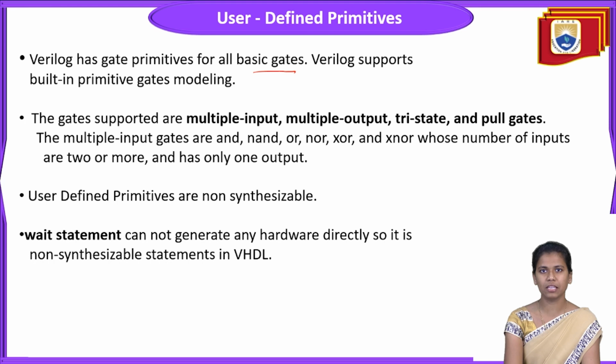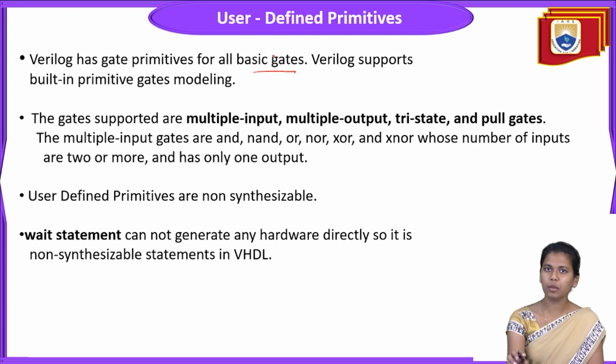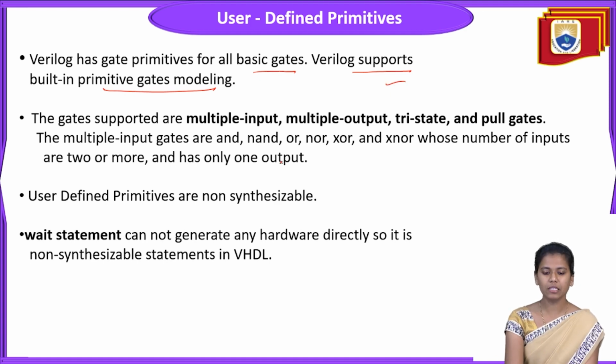We know the basic gates and also the universal gates, AND, NOR, XOR, OR and so on. Verilog already has a primitive for all the basic gates, and it supports built-in primitive gate modeling. As Verilog is concerned with the basic gates, the primitives consist of the basic gates, so it supports the built-in primitive gate modeling. The second statement states that the gate supports are multi-input, multi-output, tri-state and pull gates.